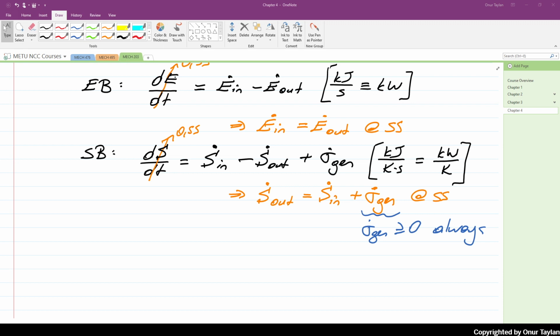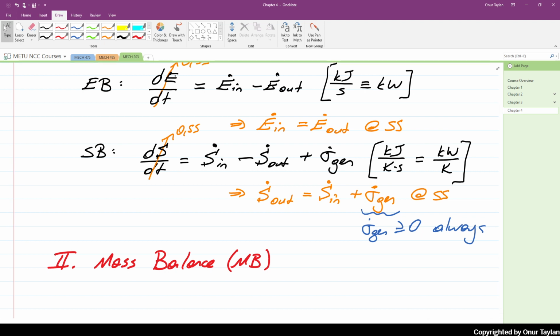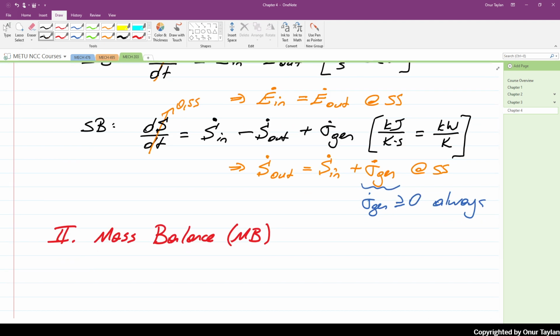Hello everyone, once again. We will continue with chapter 4, section 2, that is the conservation of mass, or as I call it, the mass balance. Since we are studying the control volume, we have mass entering or leaving the system through the system boundary. So the conservation of mass, or the mass balance, is important in that sense.